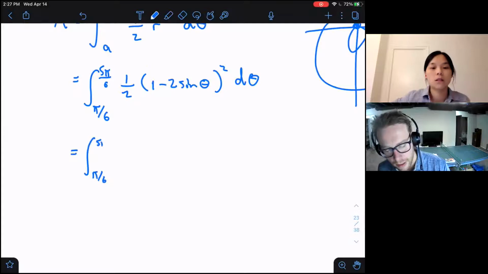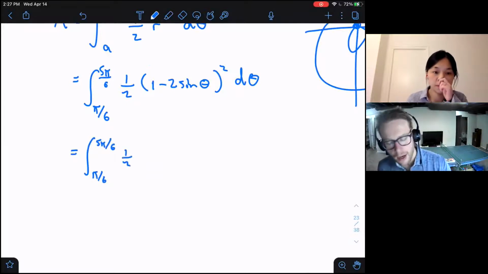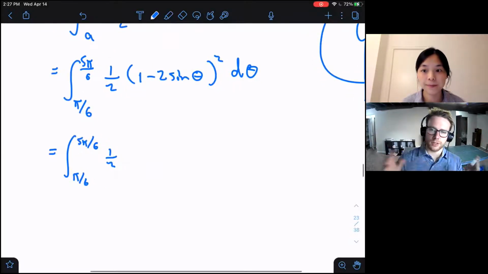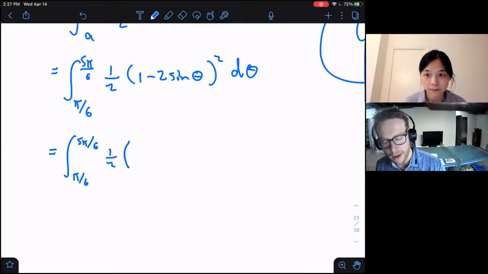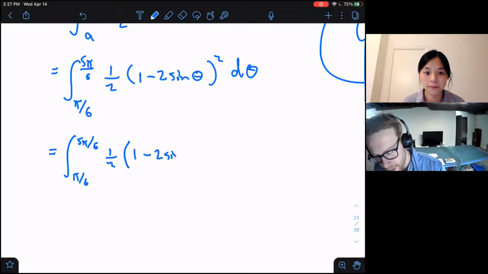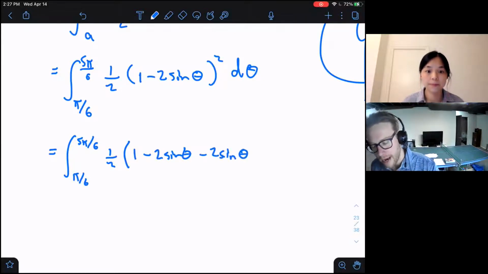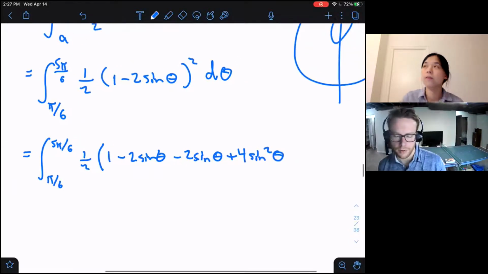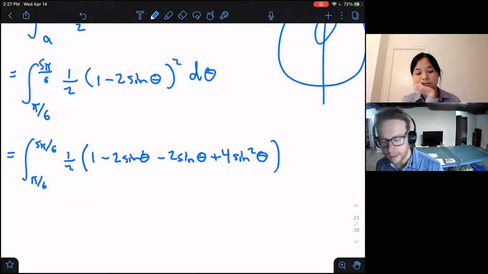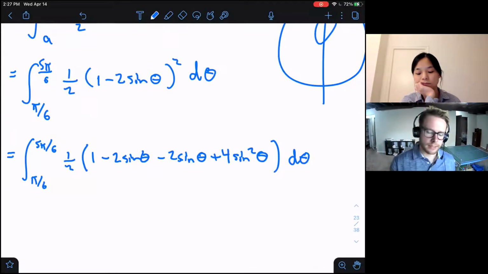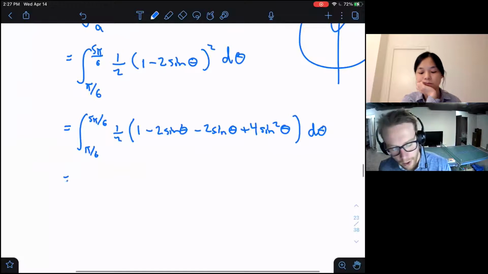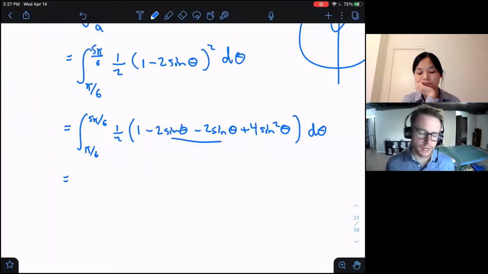Pi over 6 to 5 pi over 6. Again, I'm going to expand out this squaring, so I need to FOIL this all out. So the firsts, the inners, the outers, and the lasts. You multiply all of those together here, and we're integrating with respect to theta still. We can go ahead and combine our like terms here. We can multiply through by 1/2.